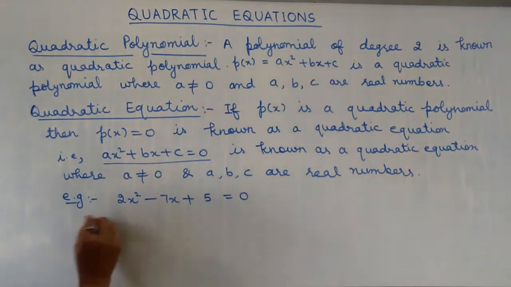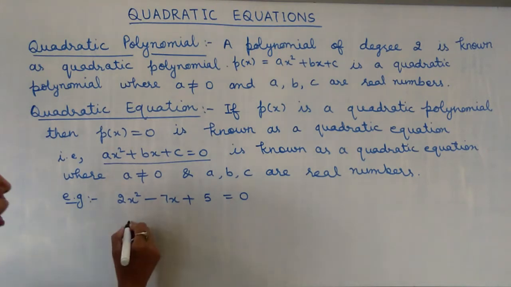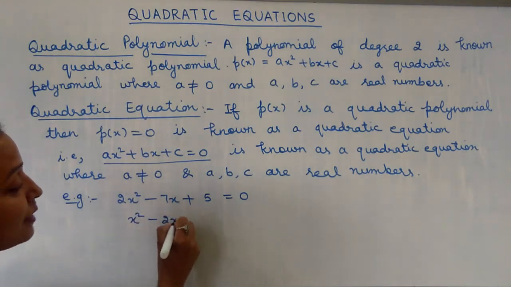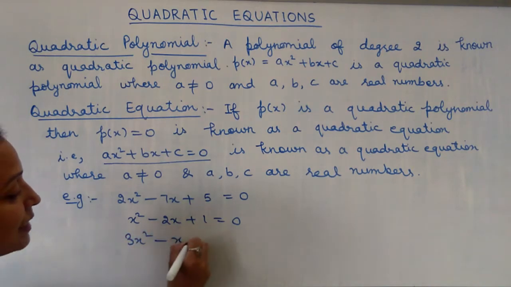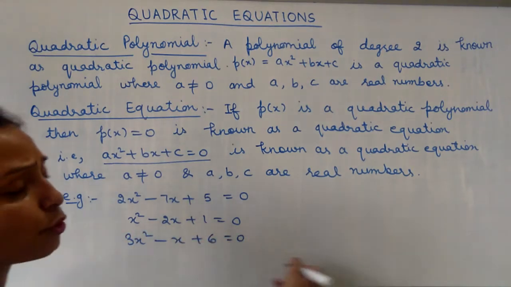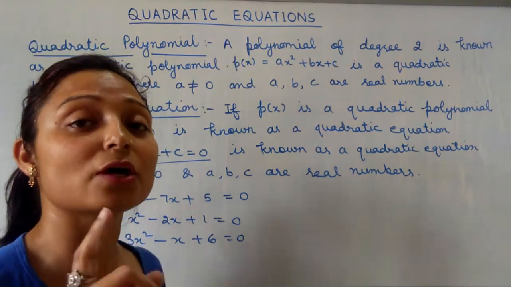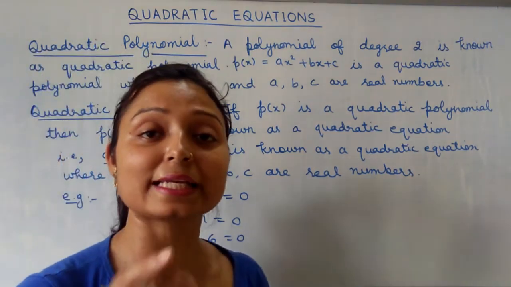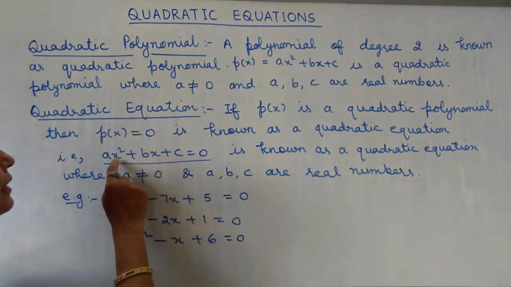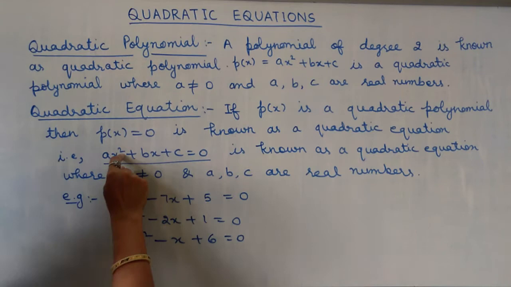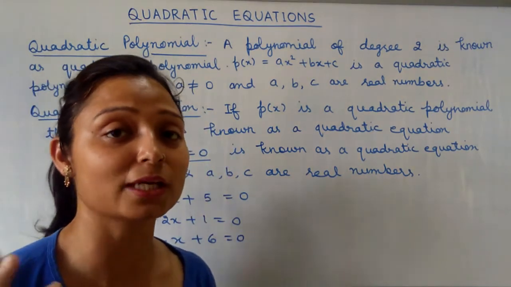For example, we have 2x square minus 7x plus 5 equals to 0, or x square minus 2x plus 1 equals to 0, or 3x square minus x plus 6 equals to 0, and so on. There are so many quadratic equations, but the necessity of a quadratic equation is that there is an equal to sign as well as the highest degree of that equation is equal to 2. That equation is known as the quadratic equation.